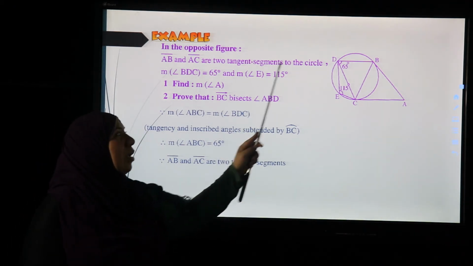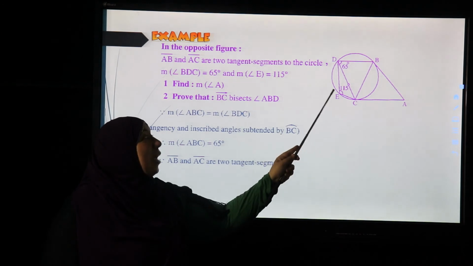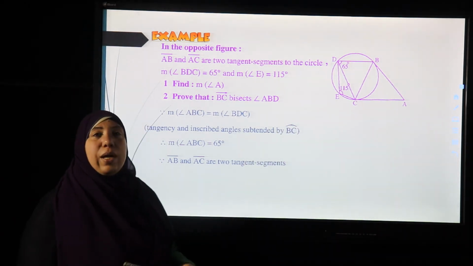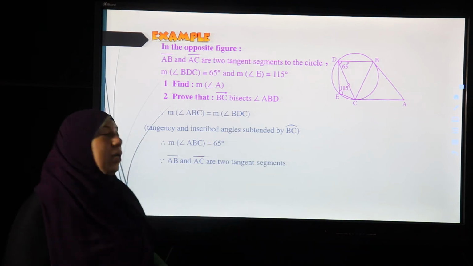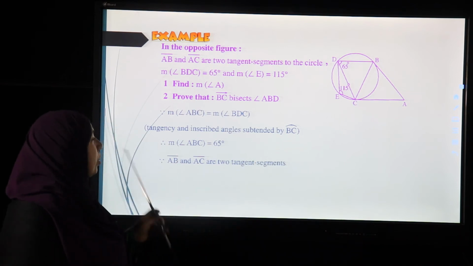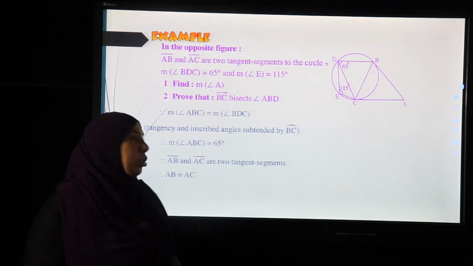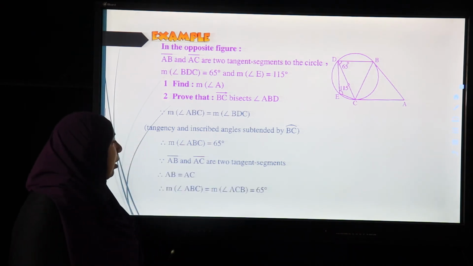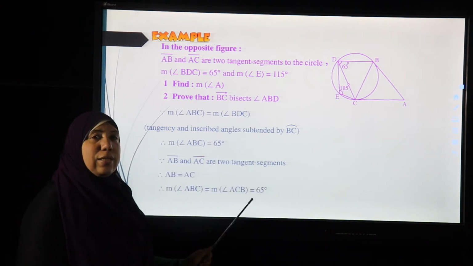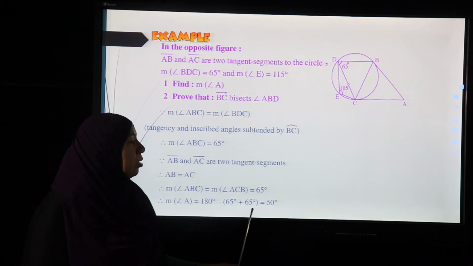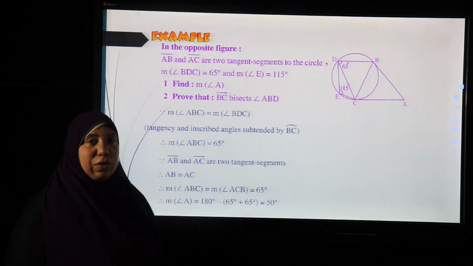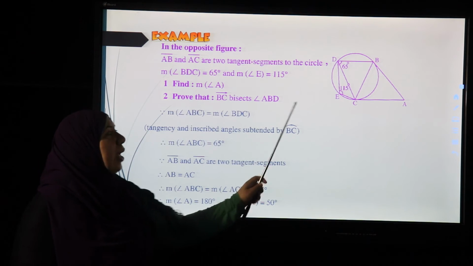Angle B is an angle of tangency equal to angle D, and the angle C is also an angle of tangency equal to angle D. Both of them are equal because I am in an isosceles triangle, because AB and AC are two tangent segments. AB equals AC, so ABC equals ACB equals 65 degrees. Angle A equals 180 minus (65 plus 65), equals 50. So now I found angle A.